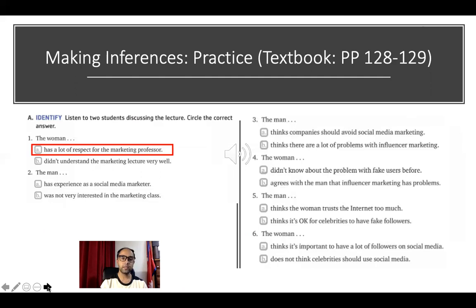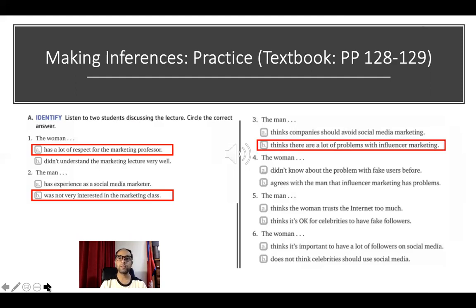Number 2, the man has experience as a social media marketer or was not very interested in the marketing class. He did not say he was not interested, but his style of talking makes it so we can infer that he was not very interested in the marketing class because he doesn't like the content, okay? He talks a lot about the fake report the professor was thinking in a positive way.